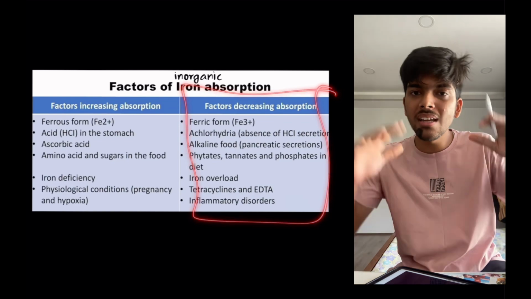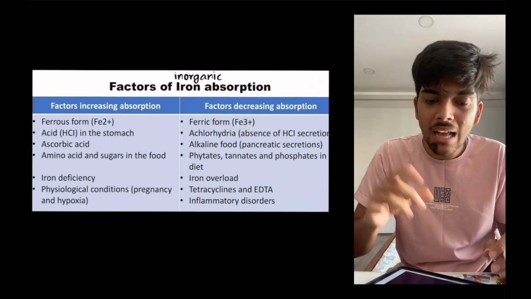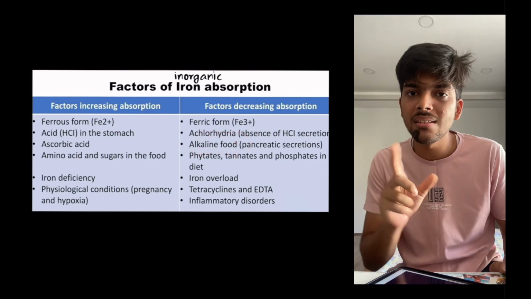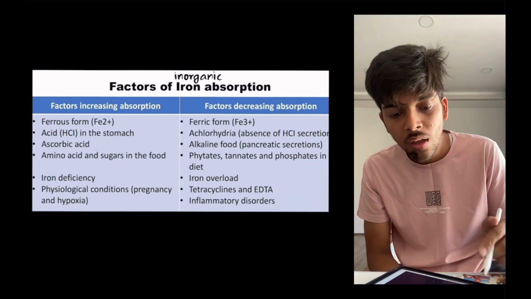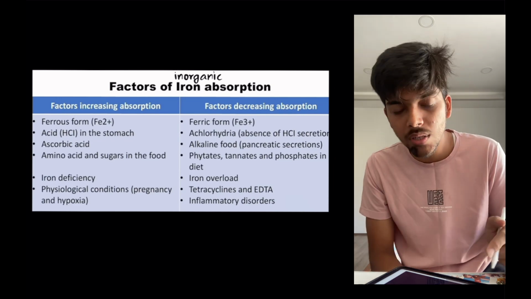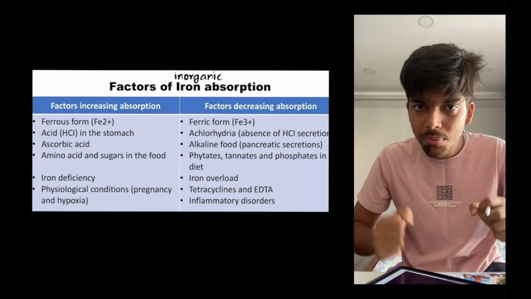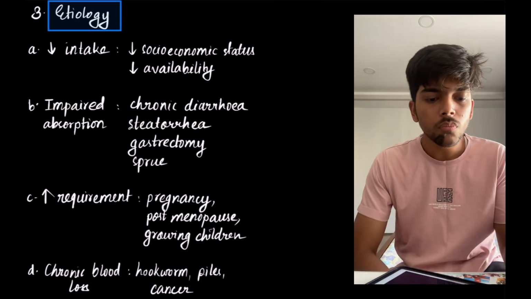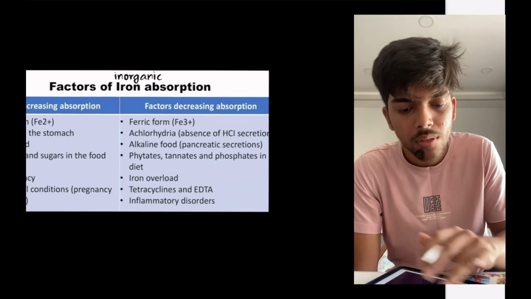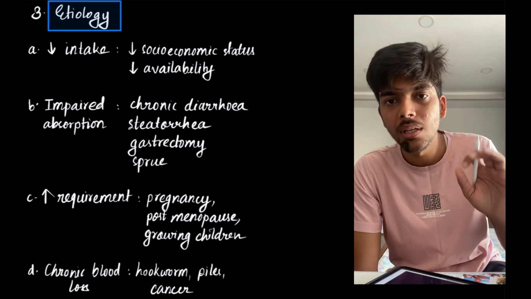All these factors decrease iron absorption. Lack of HCl, as a result of which ferric is not reduced to ferrous, or increased alkaline condition, as a result of which ferric is not converted to ferrous, or phytates, tannates and phosphates which chelate with iron so that iron is not absorbed, or if there is too much iron in your body already, as a result absorption of iron does not take place. So these are the main four. These reasons lead to decreased absorption of iron.